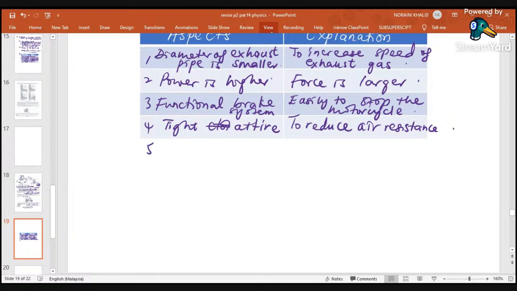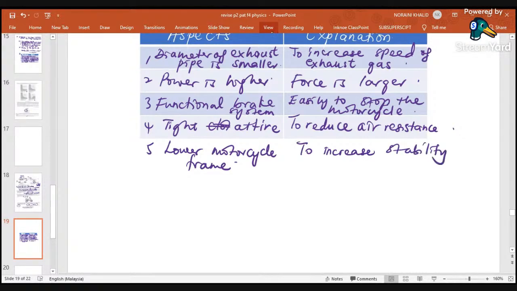And then a lower motorcycle frame. The body of the motorcycle is lower. This is to increase stability, or lower the center of gravity. If it has a lower center of gravity, it is more stable. So the motorcycle cannot be tall; its body must be lower. So these are the 5 aspects given.